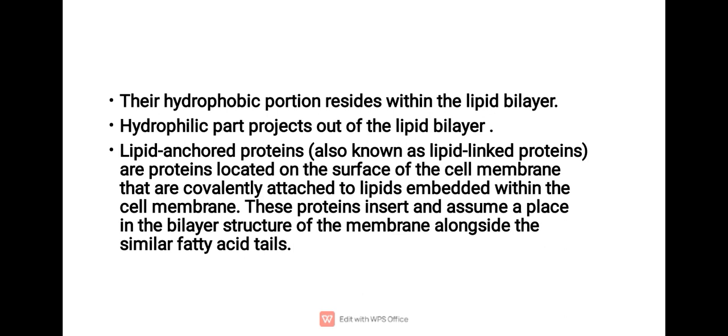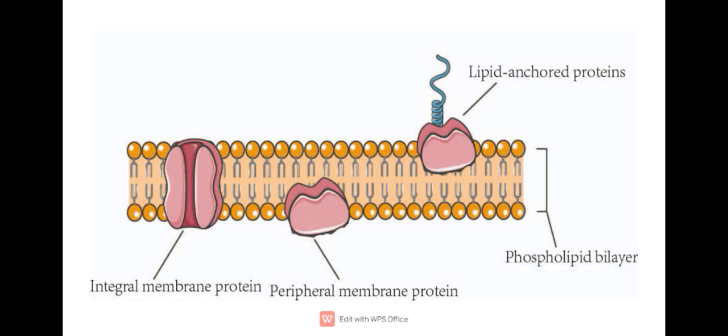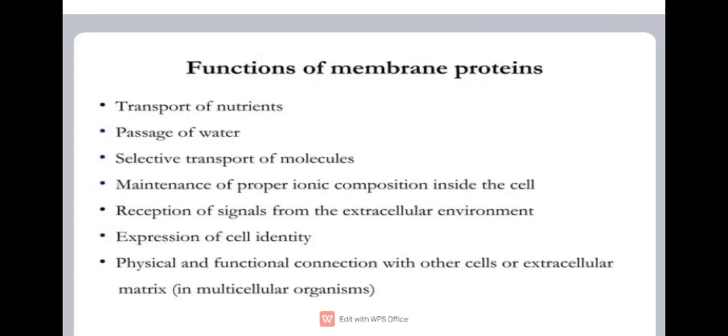They are covalently attached to lipids embedded within the cell membrane. These proteins insert and assume a place in the bilayer structure of the membrane alongside the similar fatty acid tails. Lipid anchored proteins are there. Phospholipid bilayer can be seen, and a peripheral membrane protein is there. Then integral membrane protein is there. Peripheral membrane protein and lipid anchored protein along with phospholipid bilayer.